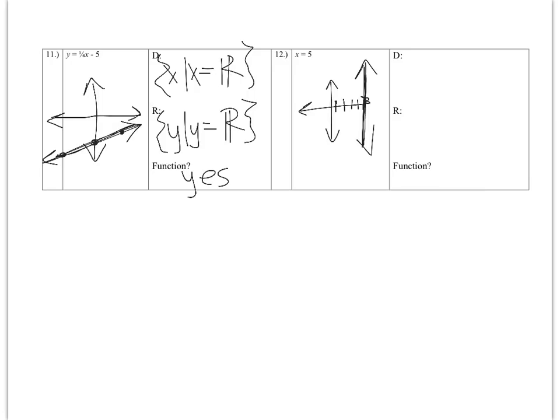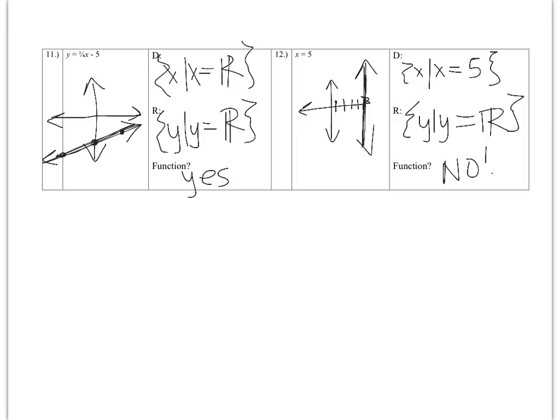Well, the domain, the only value that's x that this is going to hit is 5. It's never going to hit any other x value. So this domain is just x such that x equals 5. The range, however, if I slide this over to the y-axis, it's going to hit every y value. So the range is y such that y is all real numbers. And no, this is not a function because vertical lines are not functions.